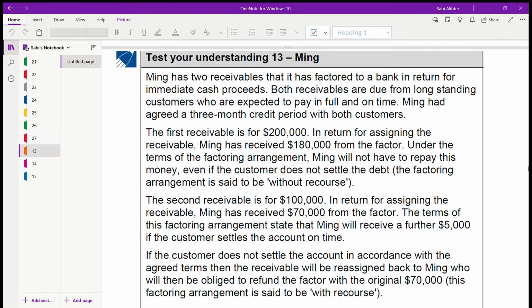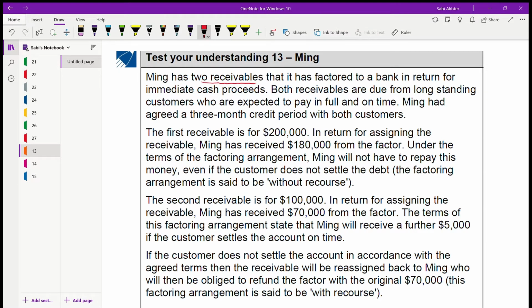Test your understanding 13. Ming has 2 receivables that it has factored to a bank in return for immediate cash proceeds. Okay, what does the first sentence mean? It means your receivable is factored to a bank. Now the bank is supposed to collect the receivable for you on your behalf. The bank will get the receivable amount from your receivables and will pay it to you. But in return for immediate cash proceeds, you are receiving some cash proceeds, right?